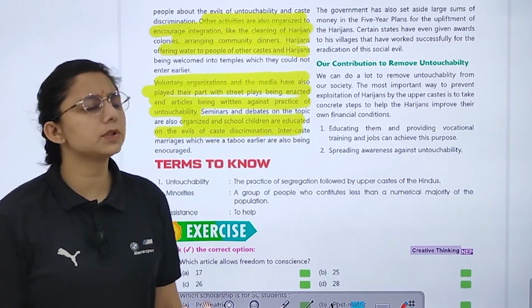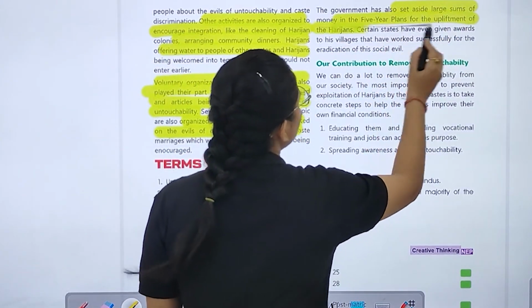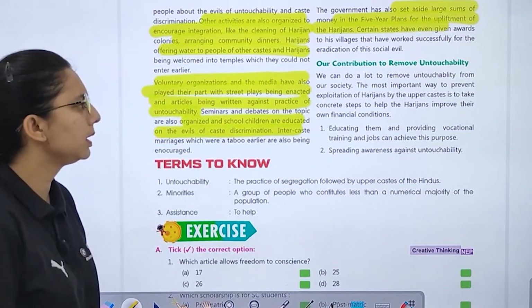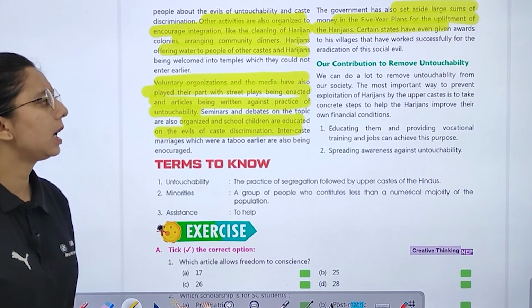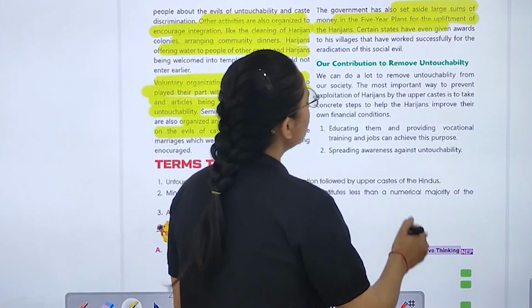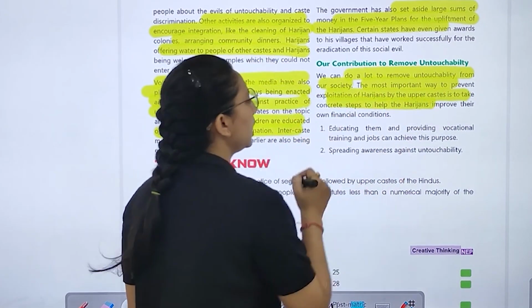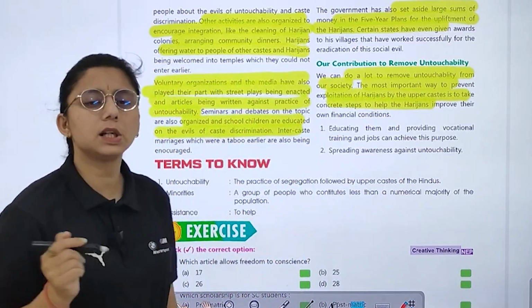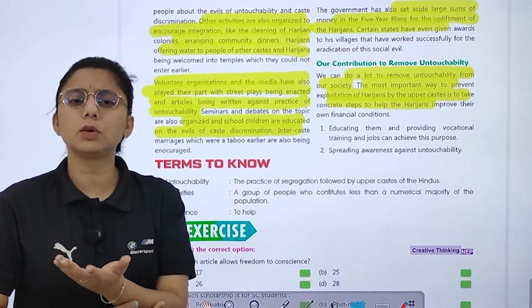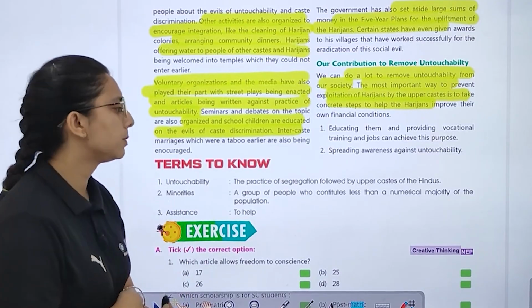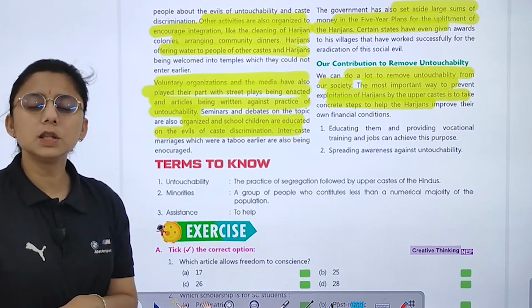The government has also set aside large sums of money in the 5-year plan for the upliftment of Harijans. Certain states have even given awards to villages that have worked successfully in the eradication of social evils. What is our contribution? We have to take concrete steps to remove untouchability, so that we can improve their financial condition. For example, educate them, provide vocational training, and spread awareness about untouchability. This is all in this chapter.